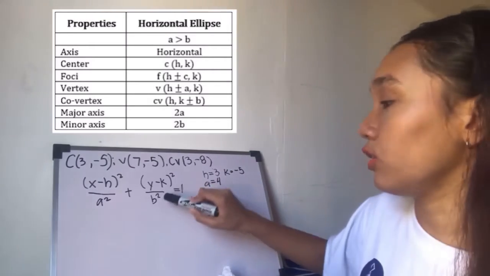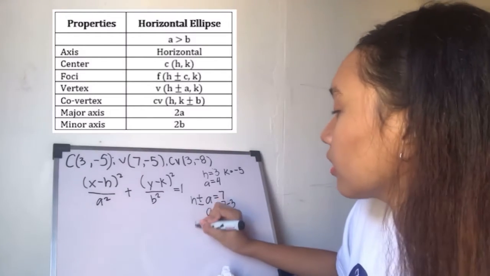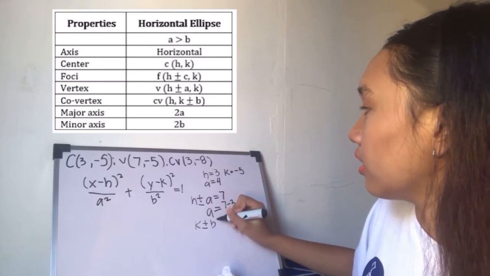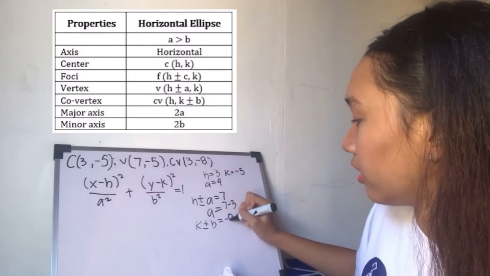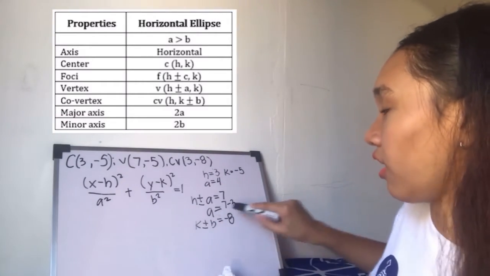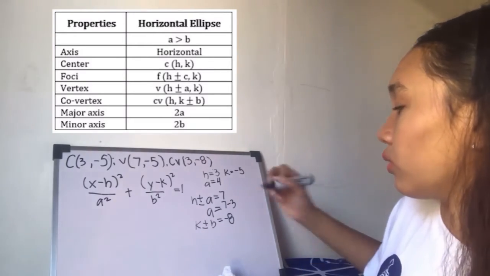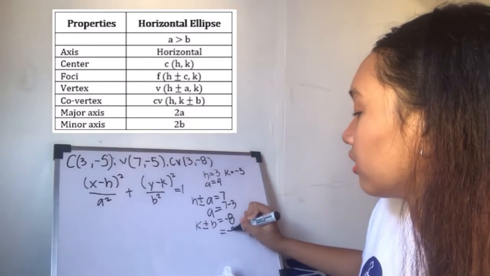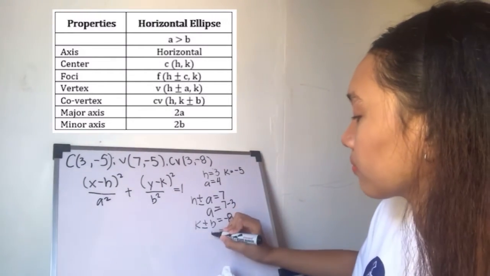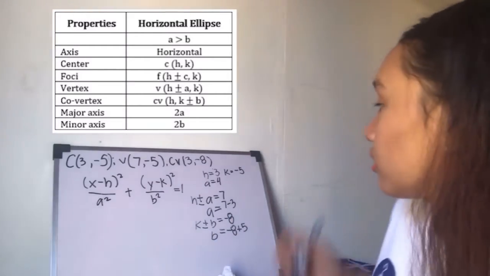Now, to find the letter b, we are going to use the co-vertex. k plus or minus b is equal to negative 8. We are going to move the k to the other side. The value of k is negative 5. So, it will be negative 8 plus 5 equals b. Negative 8 plus 5 is equal to 3.